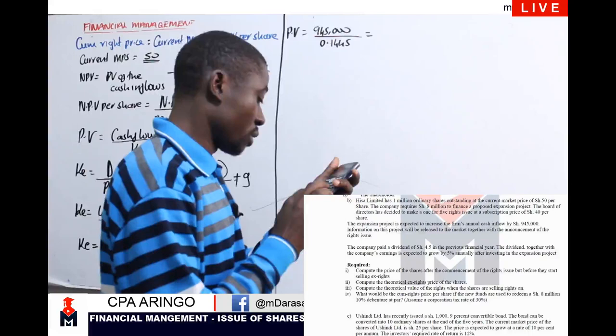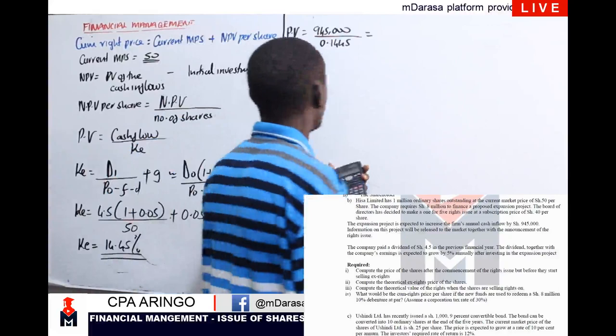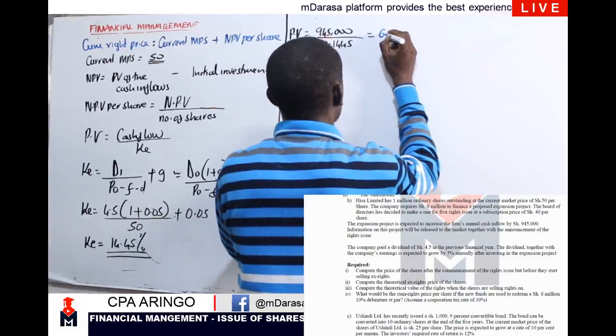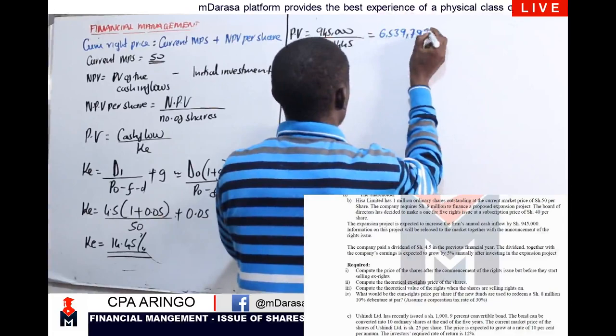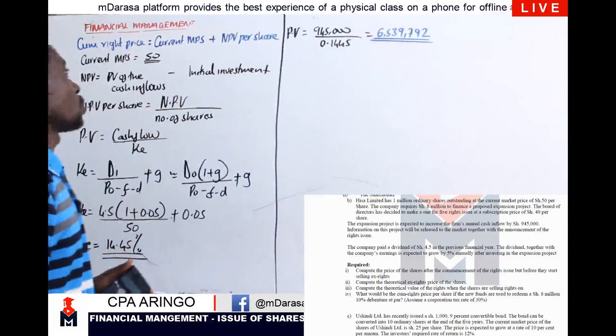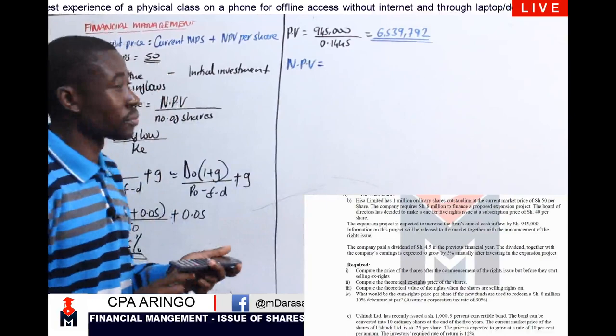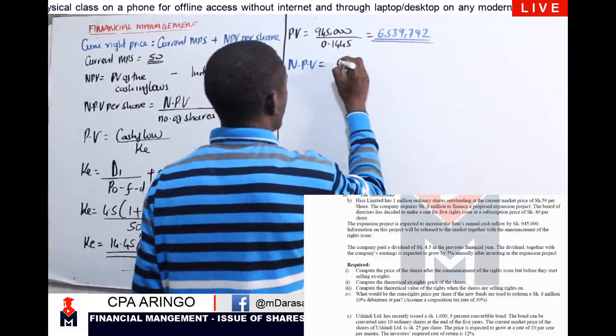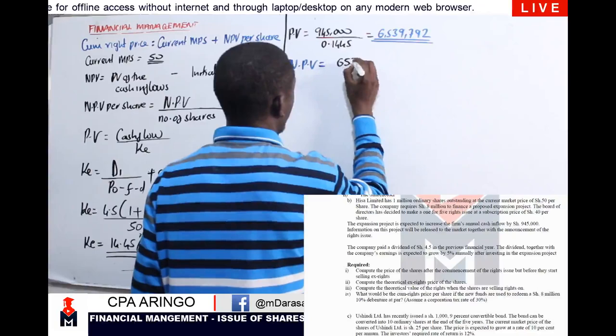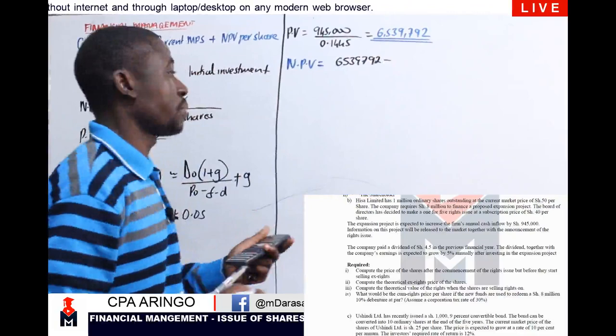Divide by answer, I'm getting 6 million. So my present value for cash flow is 6,539,792, right? Present value. Once we have our present value at that point, recall my main aim is to determine our NPV. So for our NPV, we should be talking of how much? Our present value, which is 6,539,792.